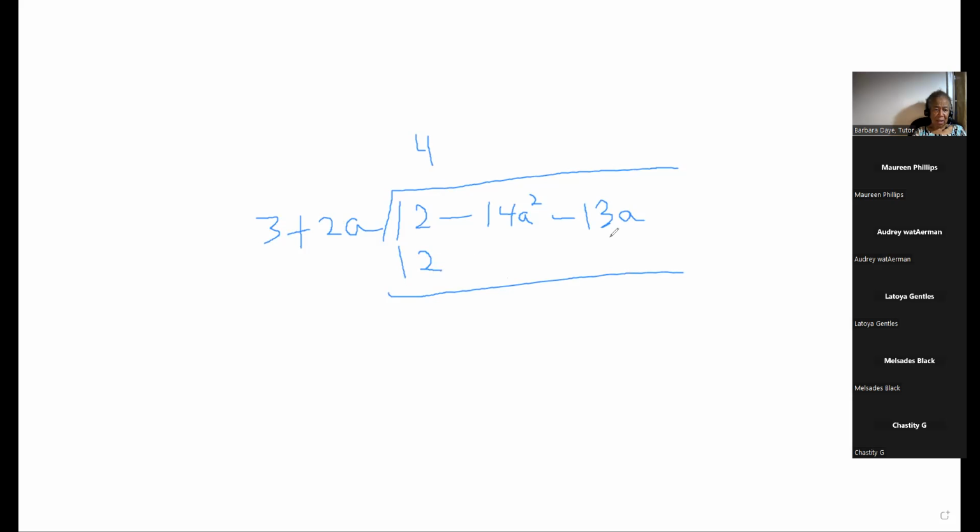8a. Okay. Now, when you're doing long division and you multiply, your next step is subtract, right? So this is a subtraction. So let's put a minus sign in front of here. A 12 minus 12 is 0. We bring down our 14a squared.